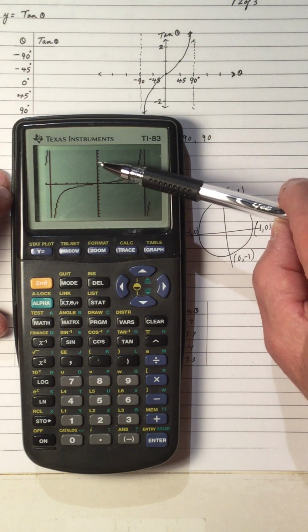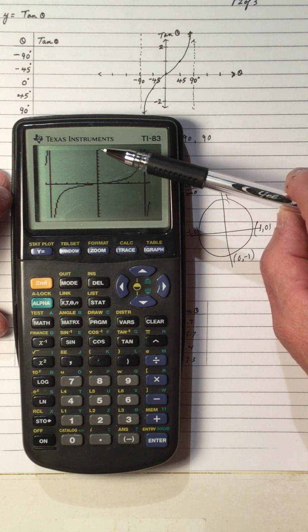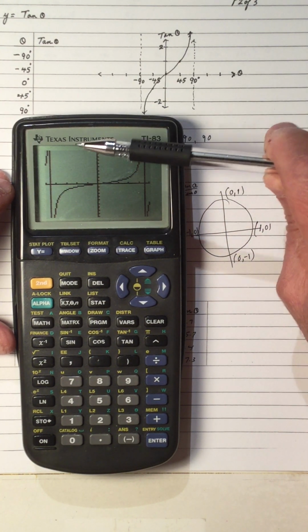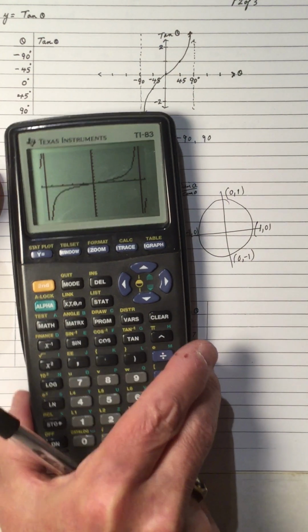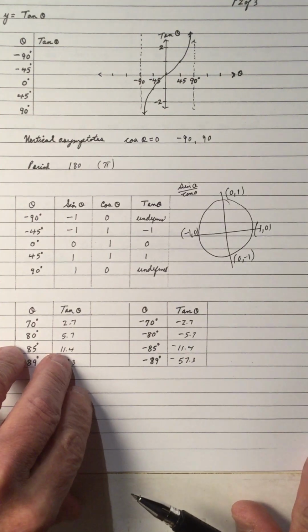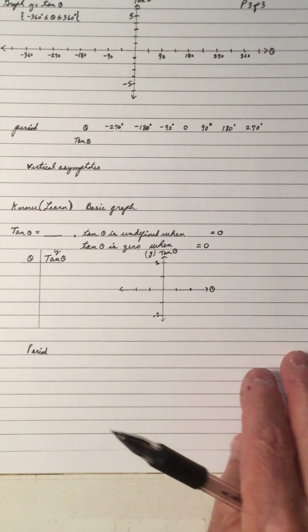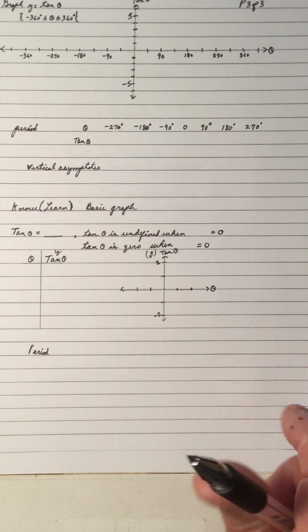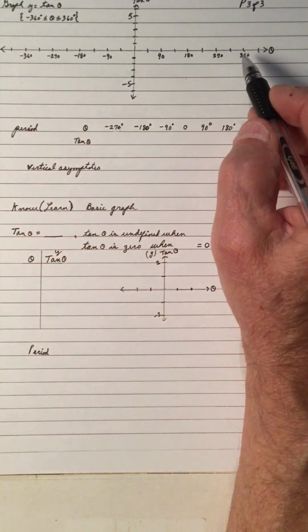Right here I only got from 0 to 2. Right here I got from 0 to 10. So the graph is the same shape, but the numbers I'm using on the graph are different from the numbers I'm using here. Okay, so what happens? Let's go further. We said the period was 180 for tan. Remember, the period for cos and sine is 360 degrees. So what about if we go from negative 360 to 360?